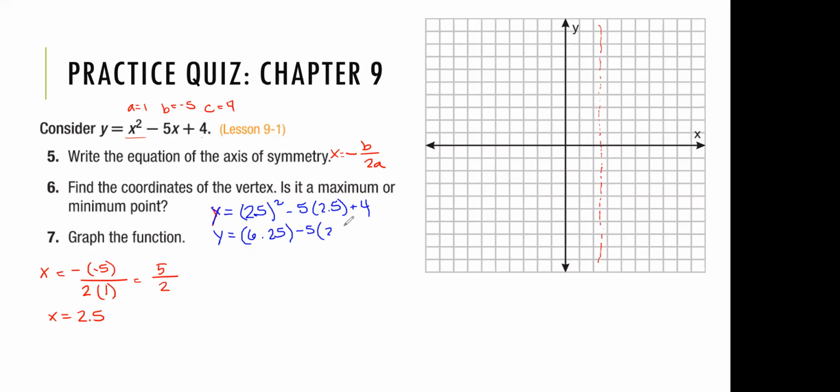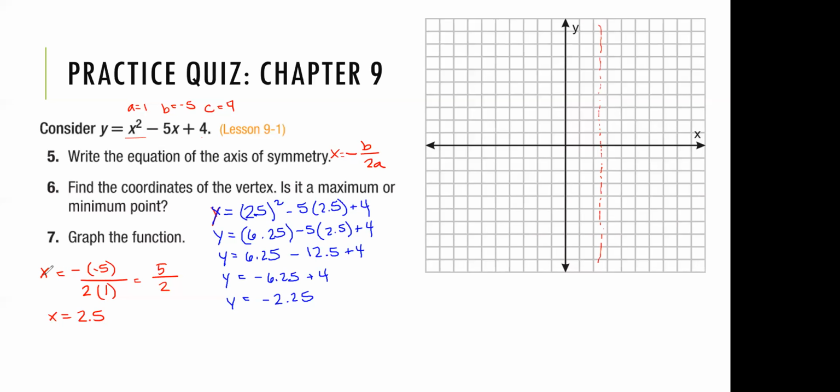Minus 5 times 2.5 plus 4. Then I would multiply. So I have 6.25 minus 5 times 2.5, which would be 12.5, plus 4. Then if I subtract 6.25 minus 12.5, I get negative 6.25 and I still need to add a 4. And when I do that, y is equal to negative 2.25.